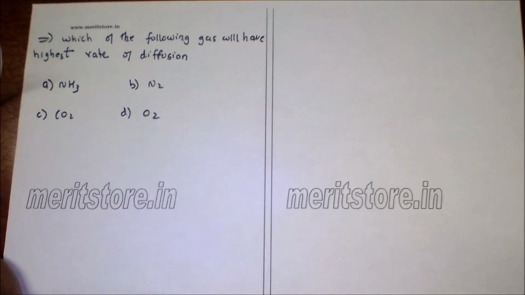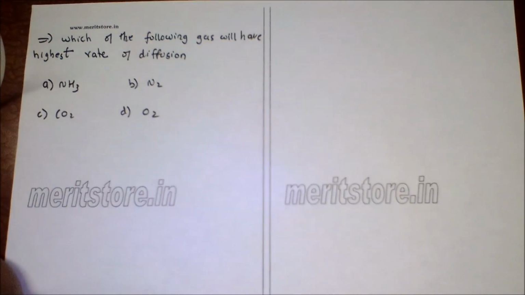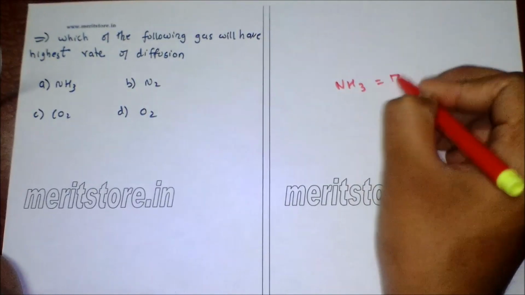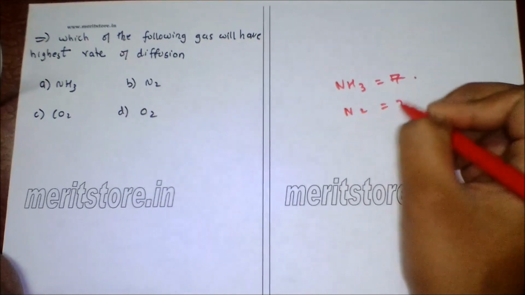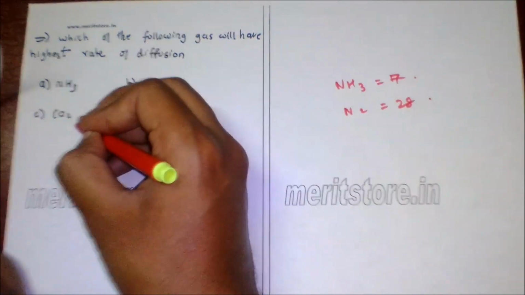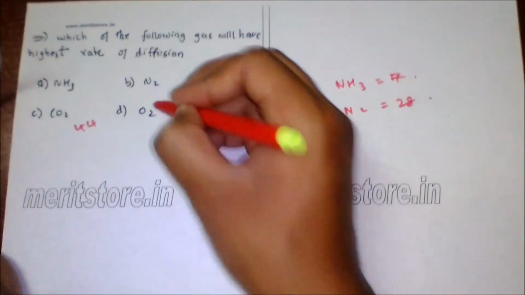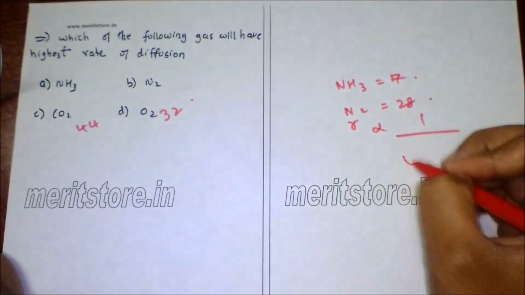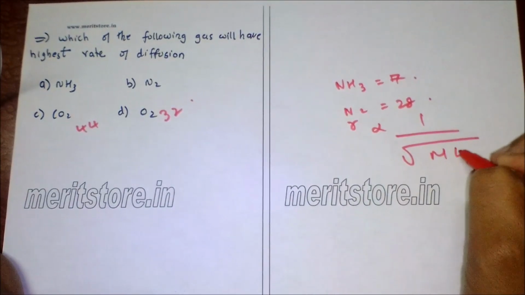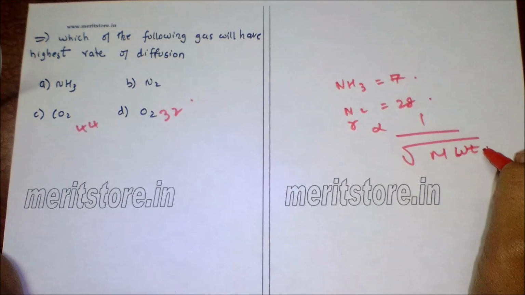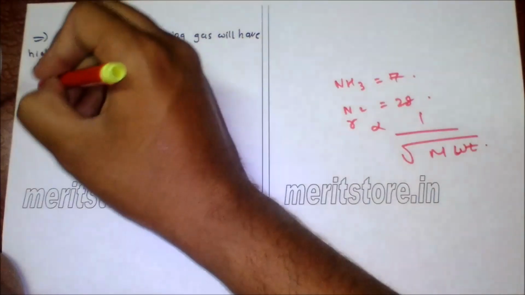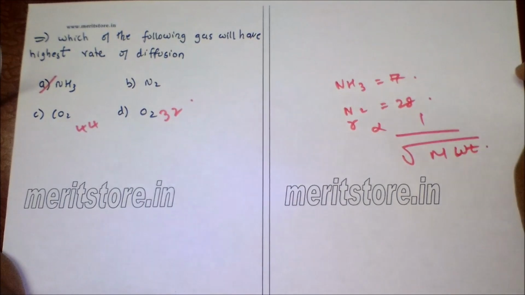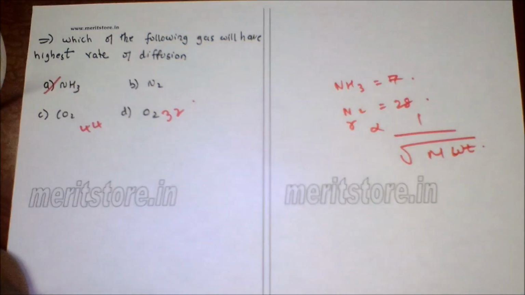Which of the following gases will have the highest rate of diffusion? The molecular weight of ammonia is 17 and that of nitrogen is 28. Carbon dioxide is 44 and oxygen is 32. So the rate of diffusion is inversely proportional to the square root of molecular weight. So option A, ammonia, as it has the least molecular weight, so it has the highest rate of diffusion.